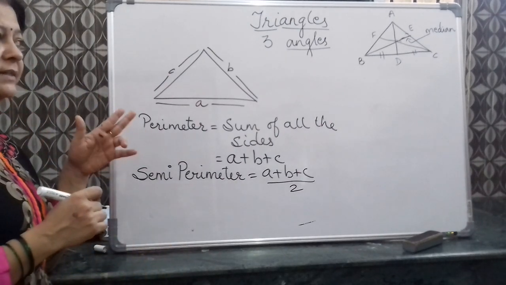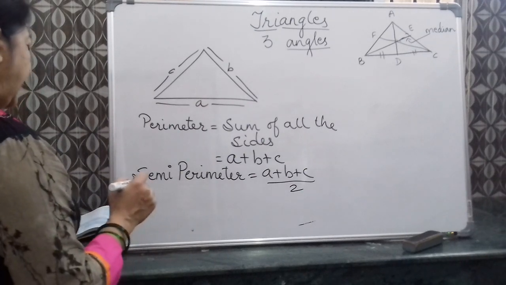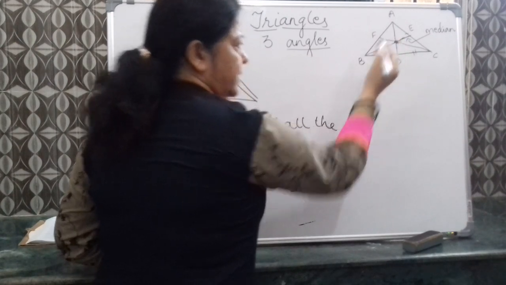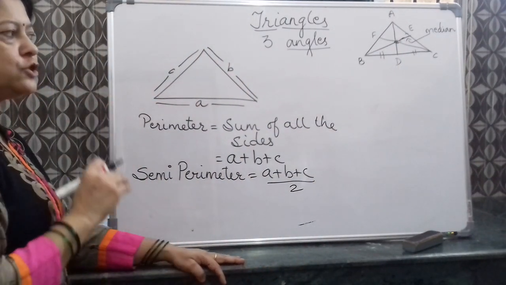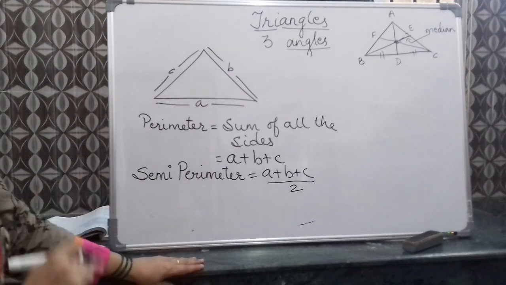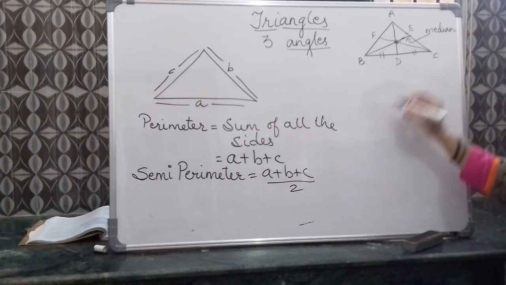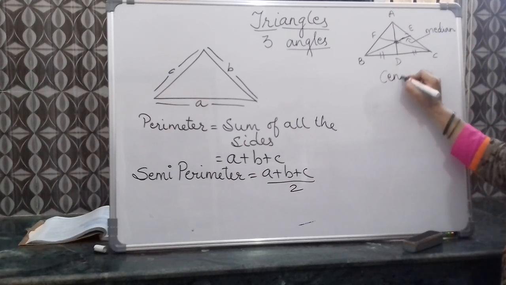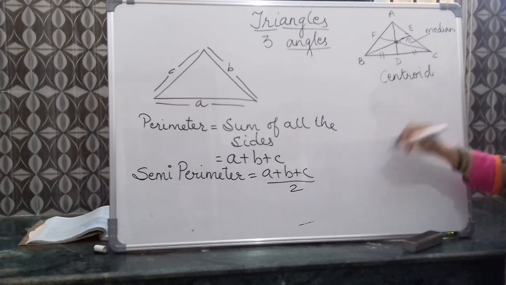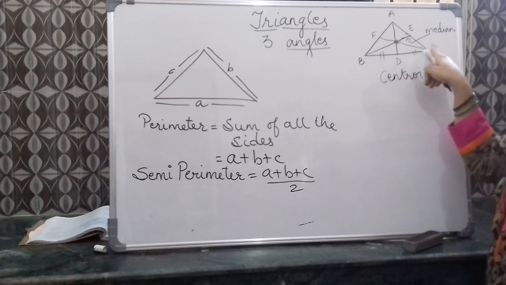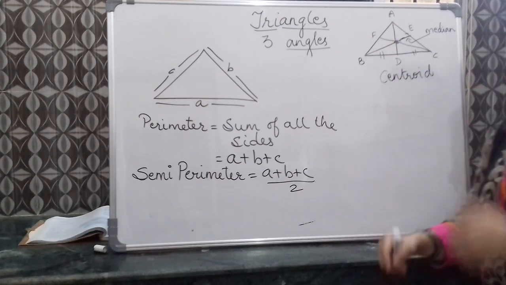Now these 3 medians meet at a point, and that point is known as the centroid of the triangle. At the same time, remember that the median is not the altitude. This median is not necessarily the height. So this particular point is known as the centroid of the triangle. The centroid is that particular point of intersection of all the 3 medians of the same triangle.